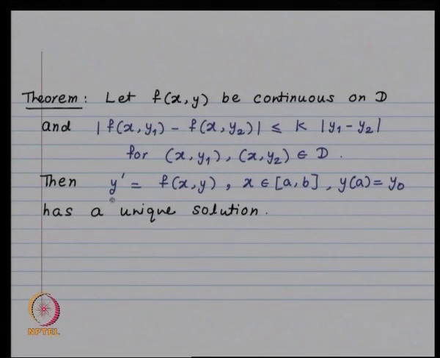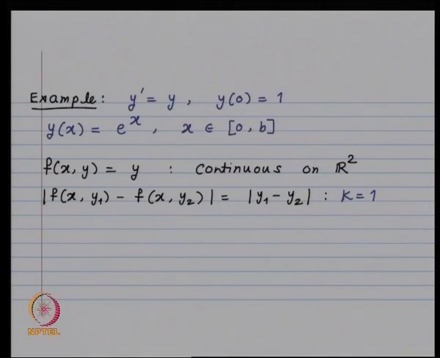If this is the case, then y' = f(x, y), y(a) = y0 is going to have a unique solution. So, this is existence of a unique solution for our initial value problem. Here is an example, y' = y, y(0) = 1. In this case, you can solve exactly. So, y(x) = e^x, x belonging to, say, interval 0 to b.